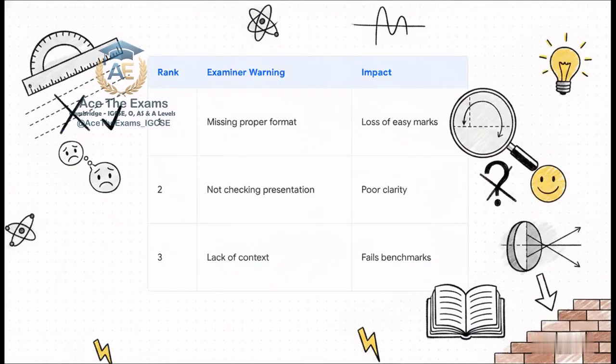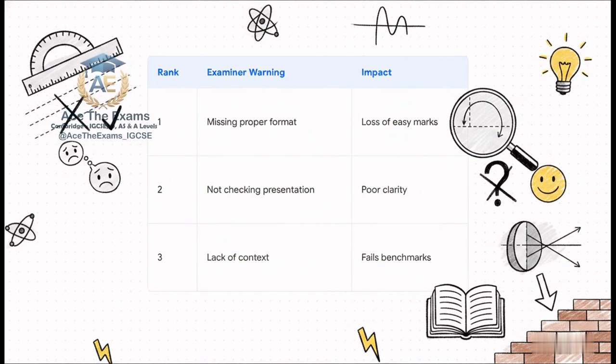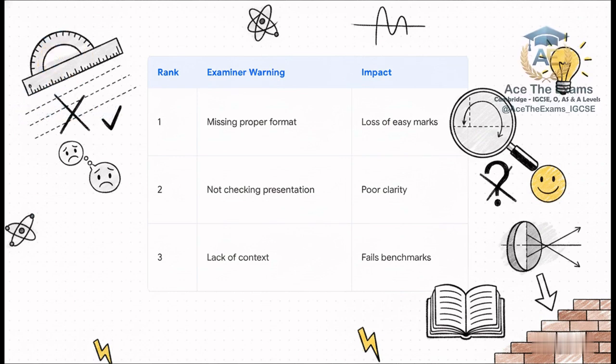All right, pulling back the curtain here, derived directly from the principal examiner reports, we can map out the top 3 devastating mistakes that destroy your chances of a perfect score. Rank 1. Missing proper format. This means failing to draw the normal, or frankly, just being lazy and not using a ruler for your light rays. The impact? An immediate, unnecessary loss of easy procedural marks.